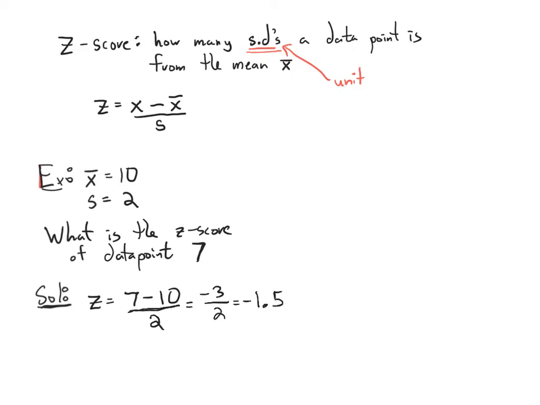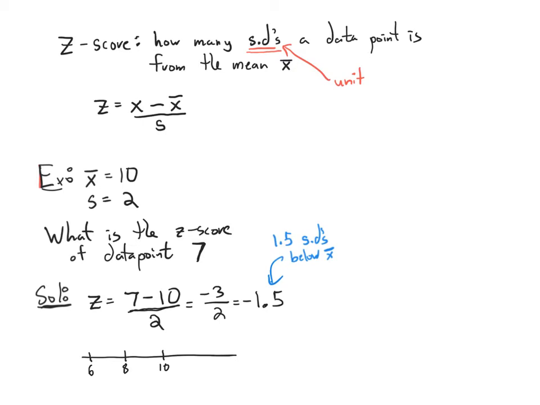So that tells me that the data point 7 is 1.5 standard deviations below the mean. So on a little bit of a graph, if we have a mean of 10, let's put some standard deviations in. So one standard deviation below will be 8. 2 standard deviations below will be 6. That's good enough for now.